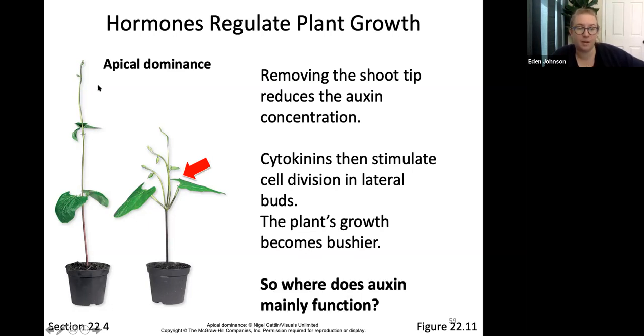So apical dominance: if you have the shoot apical meristem, it will prefer to grow upwards. If you get rid of that shoot apical meristem, it will grow outwards. So where does auxin mainly function? In this shoot apical meristem.